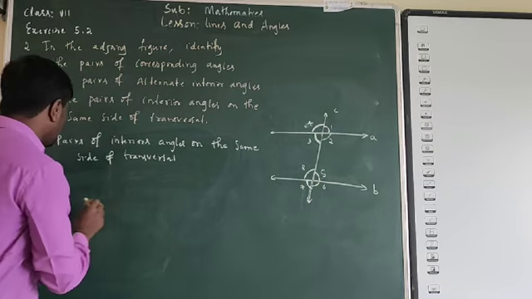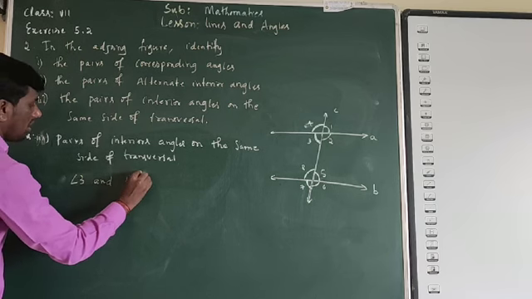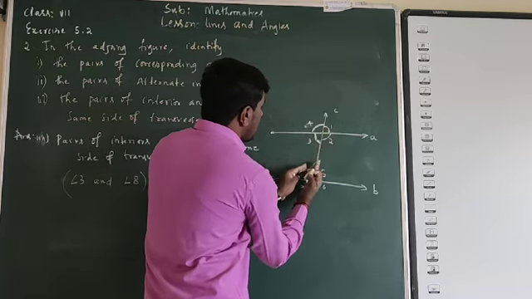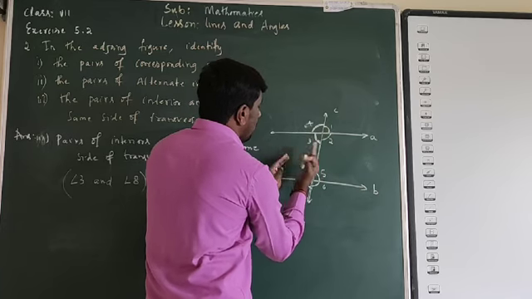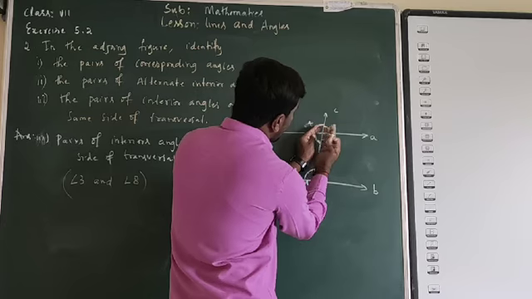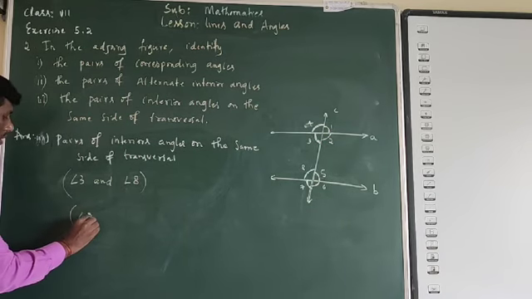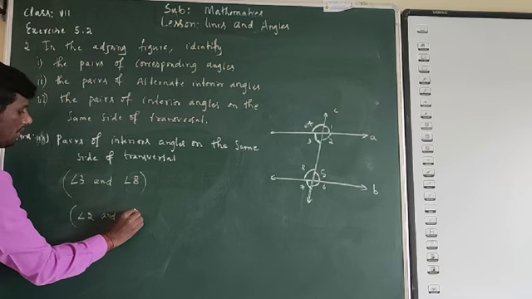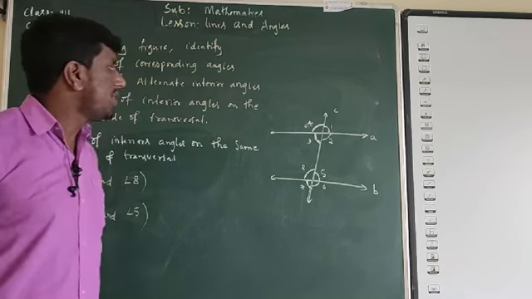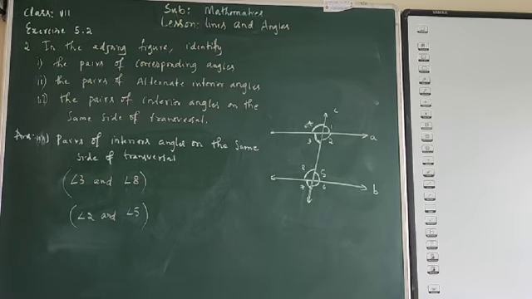The first pair is 3 and 8. So 3 and 8 are the interior angles on one side of the transversal. Similarly, 2 and 5 are the interior angles on the same side of transversal. That is one more pair. Angle 2 and angle 5. Okay, so this is the answer for the second one.